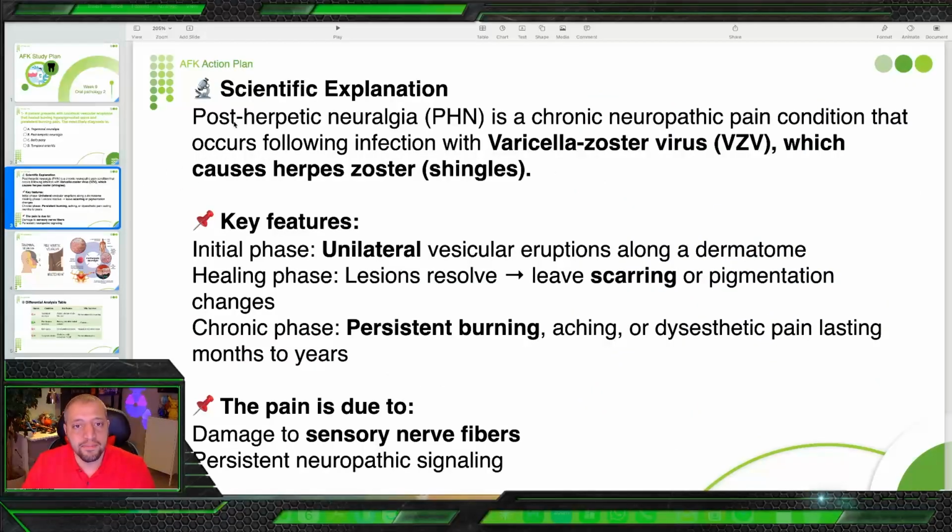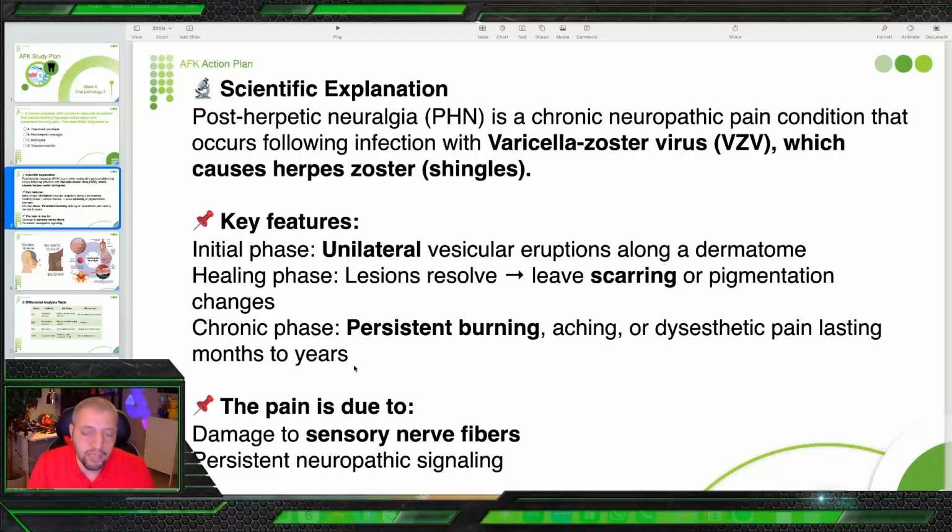So what's happening is this. Post-herpetic neuralgia is a chronic neuropathic pain condition that occurs following infection with varicella zoster virus, which causes herpes zoster, which is shingles. In the initial phase, there is a unilateral vesicle eruption along the side where the virus stays dormant, then the lesion resolves, leaving scarring or pigmentation change. The chronic phase is rare. It is not the common phase for all patients with post-herpetic neuralgia, where the patient suffers from persistent burning, aching, or static pain lasting months to years.